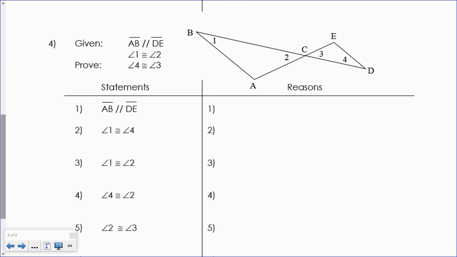All right, here's our last one to practice. In my first step, I say that AB is parallel to DE. Why? It's given. All right, so I know that those two are parallel because it's given to me. Why would angle 1 be congruent to angle 4?